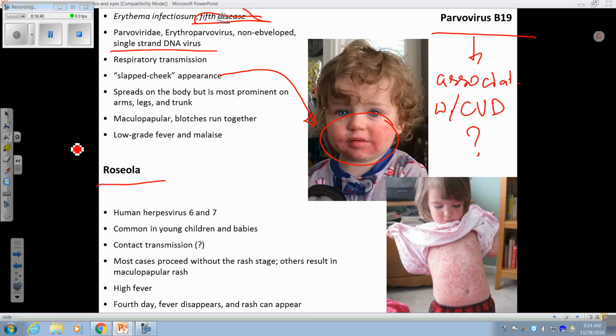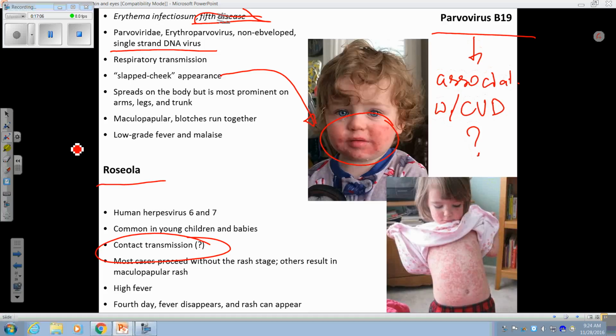Does it cause it? Probably not directly, but does it increase risk? Maybe. That's the problem with epidemiology. You have to observe a population for years and years. Roseola.